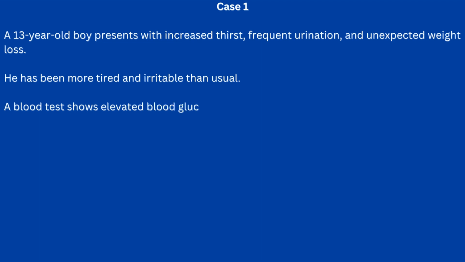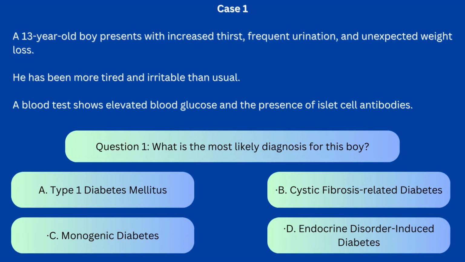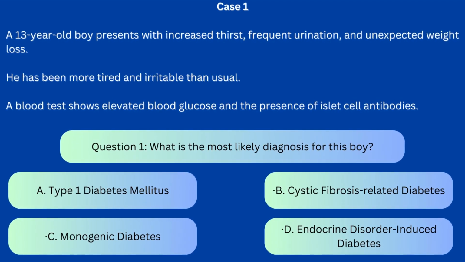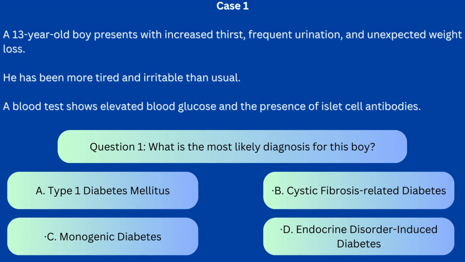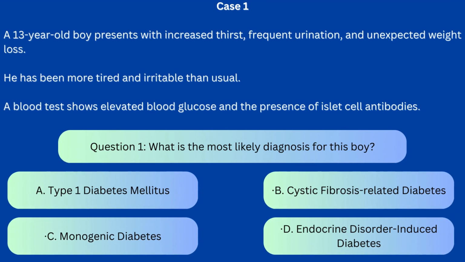A blood test shows elevated blood glucose and the presence of islet cell antibodies. Question number 1. What is the most likely diagnosis for this boy? A. Type 1 diabetes mellitus. B. Cystic fibrosis-related diabetes. C. Monogenic diabetes. D. Endocrine disorder-induced diabetes.